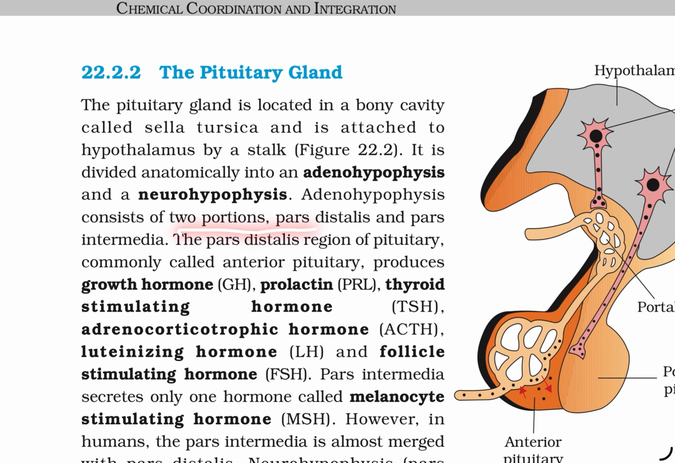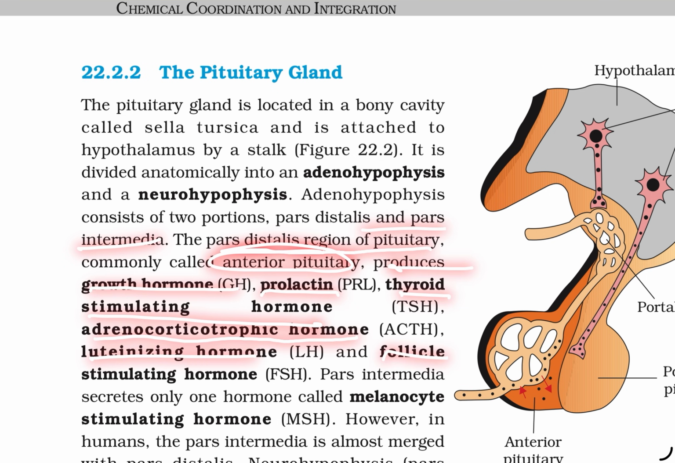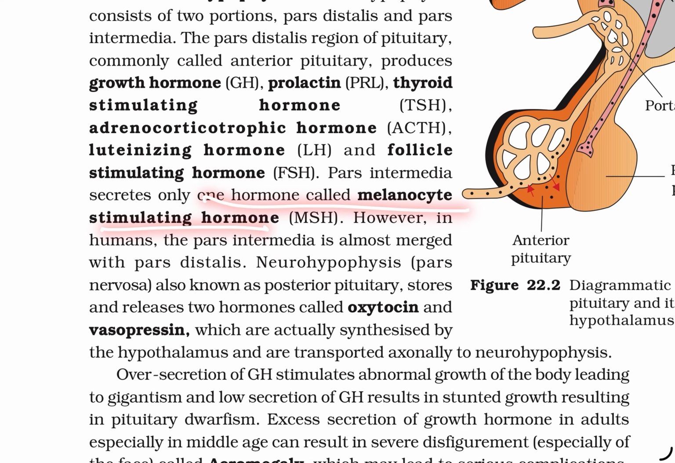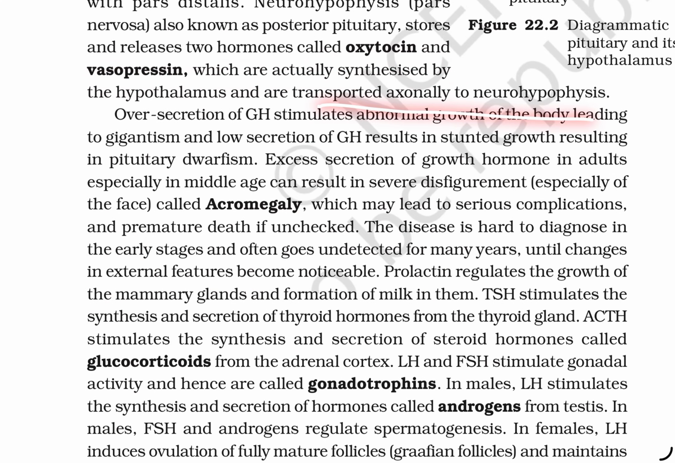Adenohypophysis consists of two portions: pars distalis and pars intermedia. The pars distalis region of the pituitary, commonly called the anterior pituitary, produces growth hormone, prolactin, thyroid stimulating hormone, adrenocorticotrophic hormone, luteinizing hormone and follicle stimulating hormone. The pars intermedia secretes only one hormone called melanocyte stimulating hormone. However, in humans, the pars intermedia is almost merged with the pars distalis. The neurohypophysis, pars nervosa, also known as the posterior pituitary, stores and releases two hormones called oxytocin and vasopressin, which are actually synthesized by the hypothalamus and transported axonally to the neurohypophysis.